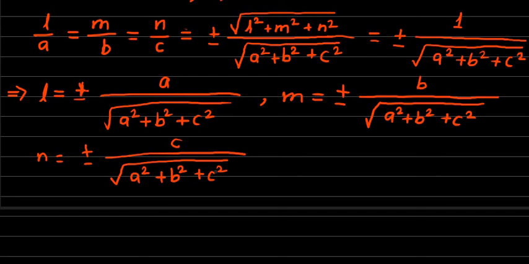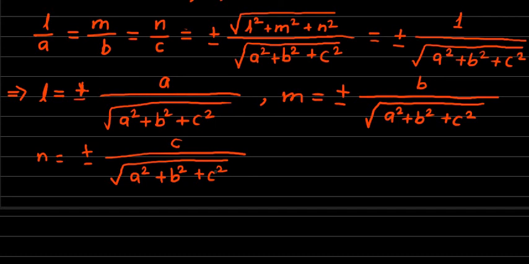But l, m, n were the direction cosines. Therefore, if the direction ratios of a line are a, b, c, then plus minus a upon square root of a square plus b square plus c square, plus minus b upon square root of a square plus b square plus c square, and plus minus c upon square root of a square plus b square plus c square are the direction cosines of that line. So if the direction ratios are known, then the direction cosines can be obtained by using this relationship.